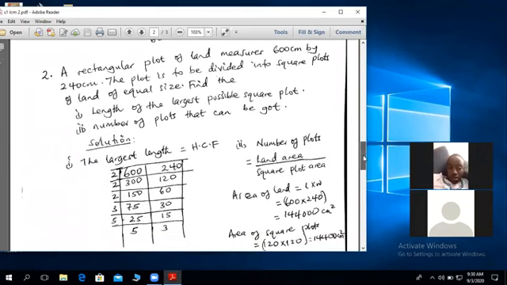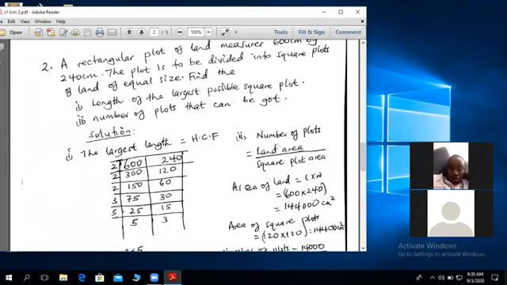First, hold on. So number of plots means you get the area of the rectangular plot and you divide by area of the square plot. Now, area of the rectangular plot is 600 times 240. And help me confirm with your calculator if the answer is this. Yes, it should be. Should be the answer, 144 and 3 zeros, 144,000. So this is the area of the rectangular plot.